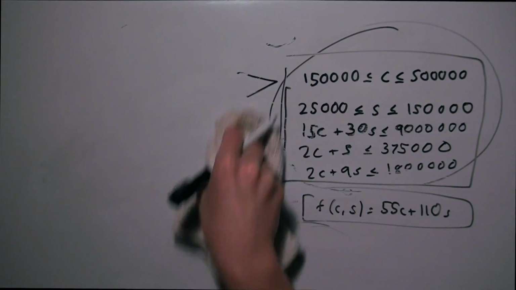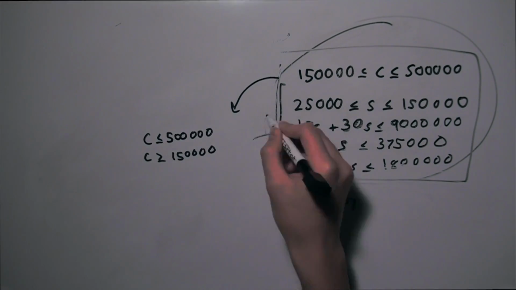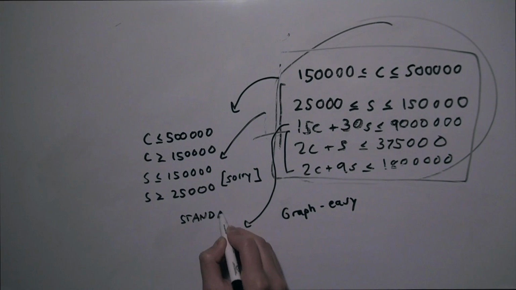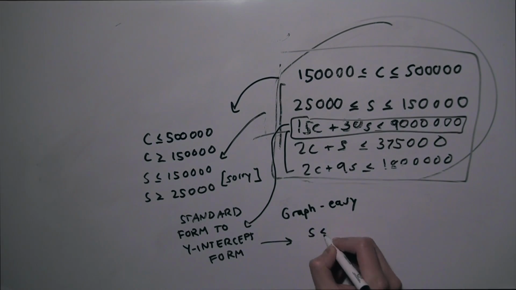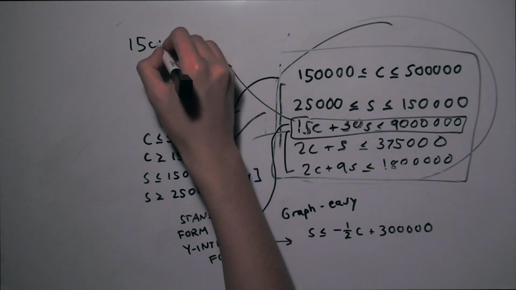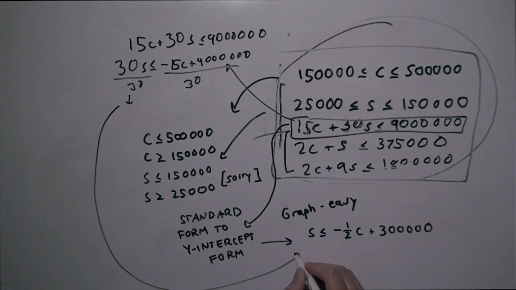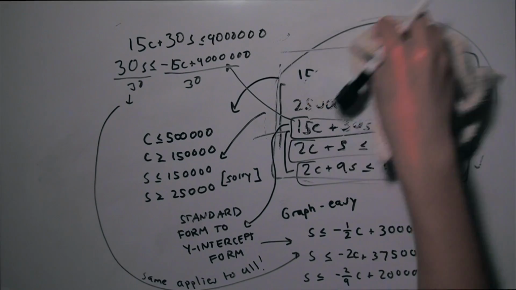So let's graph it. Before we get to the task, let's make all of these inequalities very graph easy. First, we're going to have to take all of our multiple compounded inequalities and separate them. And we're going to have to transform all of our standard form inequalities into y-intercept form to make them super easy to graph. So this will become s is less than or equal to negative 1/2 c plus 300,000, as demonstrated by the process above. We're going to apply the same thing to the others to make it negative 2c plus 375,000 and negative 2 times c plus 200,000.